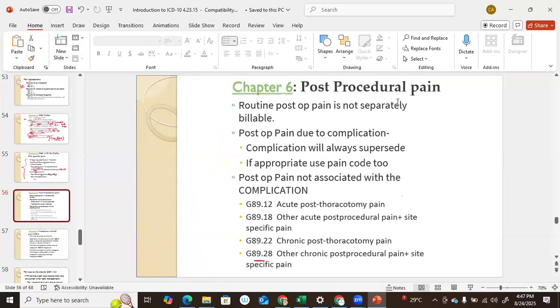Then we have post-procedural pain. Basically, post-op pain is not separate. Routine post-op pain is included in the surgery, so we are not going to bill it separately. Whenever the patient has post-op pain due to a complication, you have to code the complication as primary and then the pain code. If the patient is coming with pain which is not associated with a complication, in that case you have to use a code from the below series.